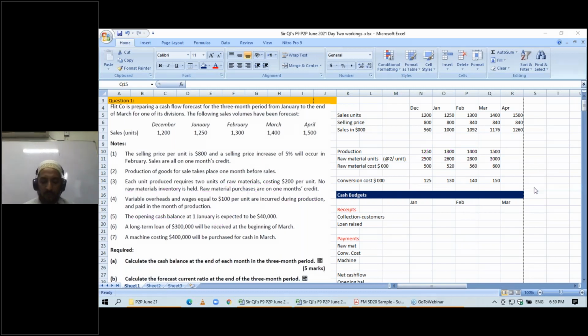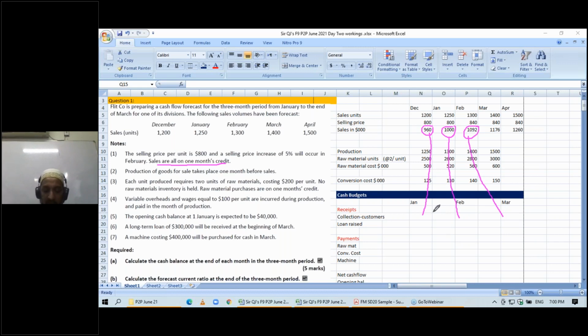So first of all, collection from customers. So what does the question say about collection from customers? The question says that sales are all on 1 month credit, meaning the sales of 960,000 in December is on credit. So you won't be receiving 960,000 in December. When will you receive it? You will receive it in January. So 960 will be received in January, and the January amount will be received in February, and the February amount will be received in March, right? So this is how the sales will be collected.